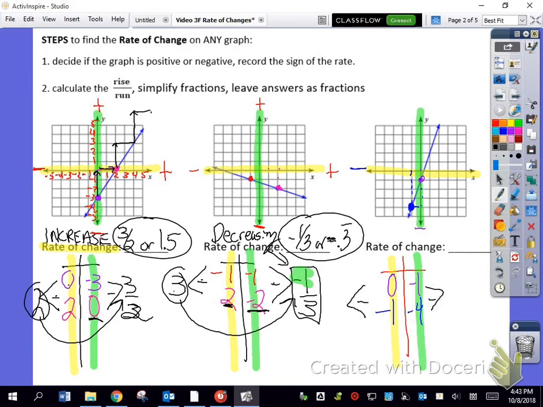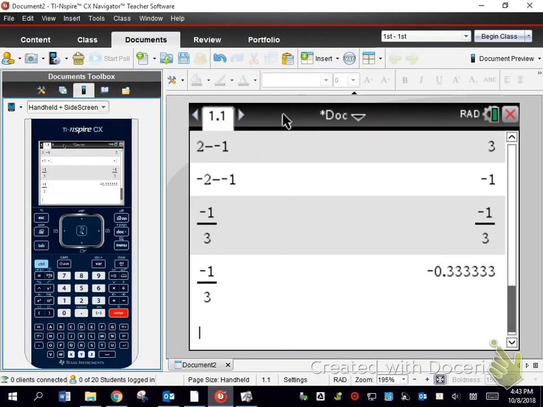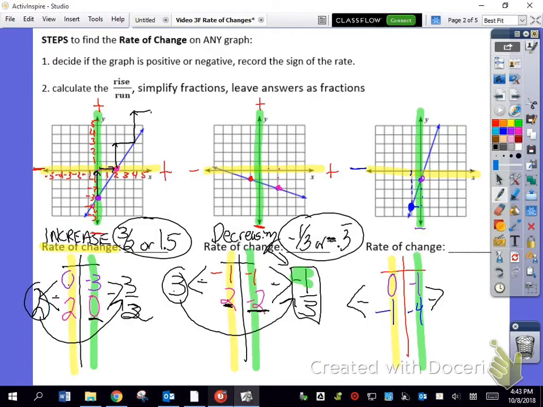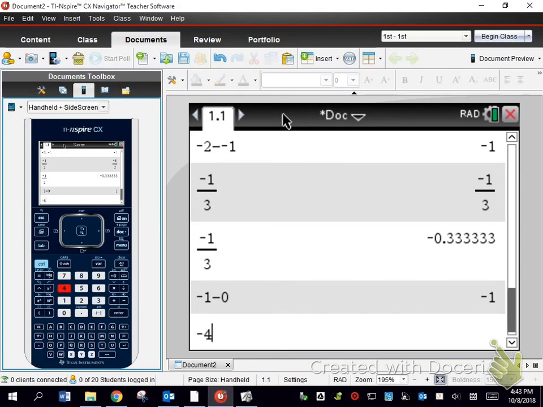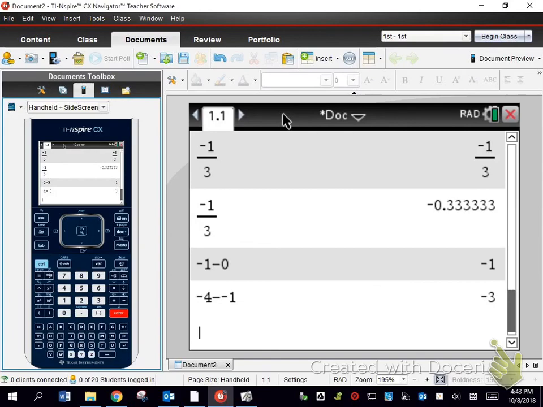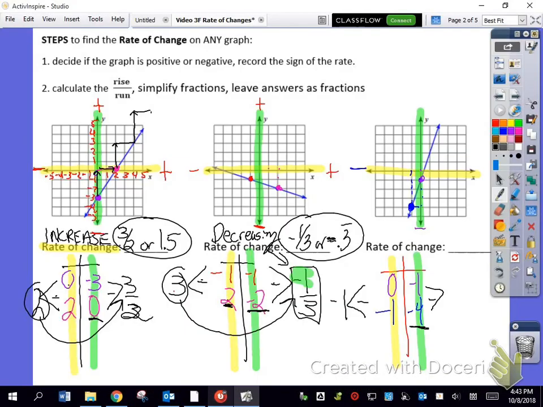Now I'm going to subtract. So negative 1 minus 0. And if you're not sure, negative 1 minus 0, use your calculator. You got it. So negative 1. On the other side, negative 4 minus negative 1. Make sure you punch it in carefully. Negative 4 minus negative 1. And you get negative 3. So negative 3. Now swing it over, and when you divide, you get positive 3. So positive 3, and it is a slope, it's positive because it's increasing.